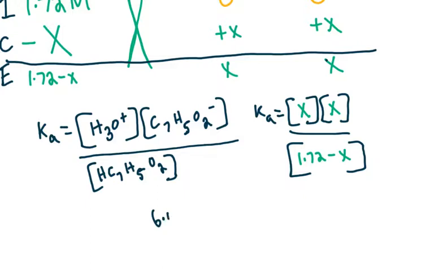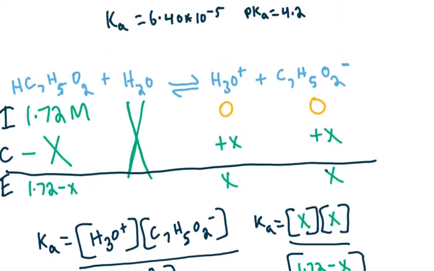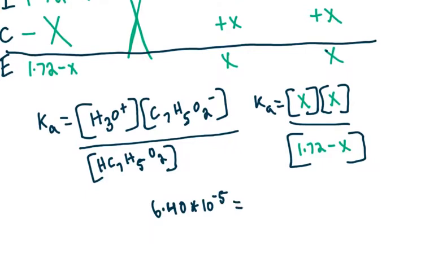So 6.4 times 10 to the negative 5 is equal to, or actually I did it wrong, it's 6.4 times 10 to the negative 5, sorry about that. So 6.4 times 10 to the negative 5 equals, and actually, let's just straight up multiply, right? X times X is X squared, divided by 1.72 minus X.